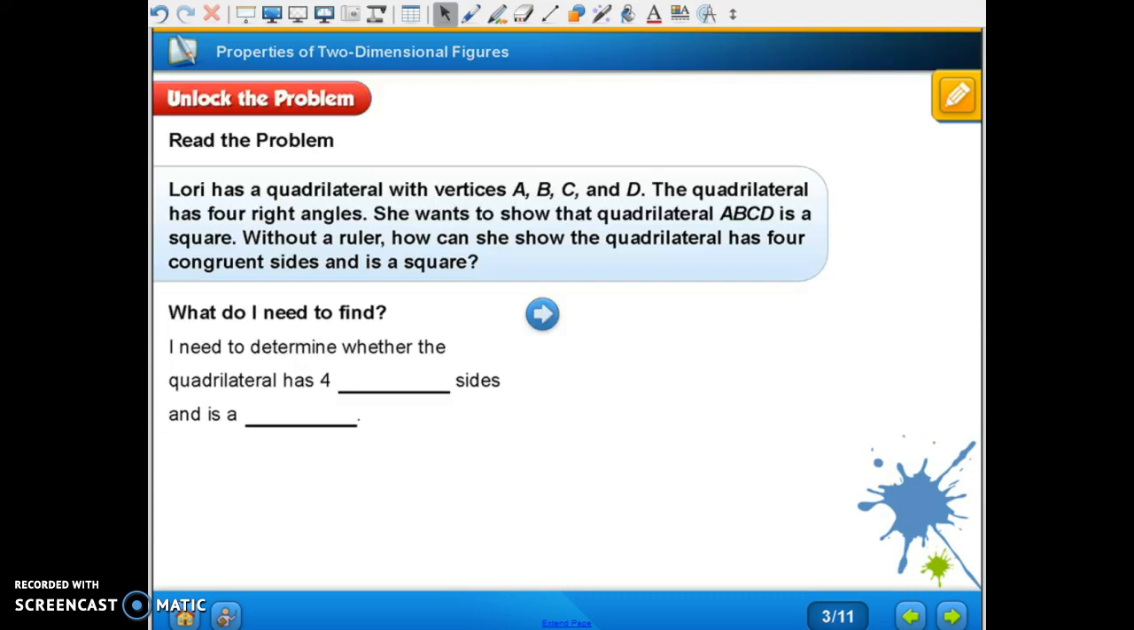What do I need to find? I need to determine whether the quadrilateral has 4 what? What's our math word? Congruent sides and is a square. Please write congruent and square in there. So the quadrilateral has 4 congruent sides and it is a square. That's what we're trying to prove.